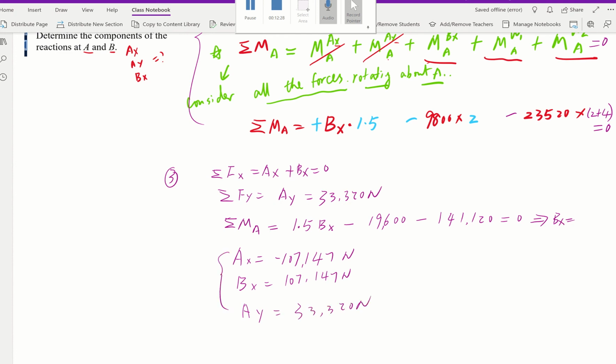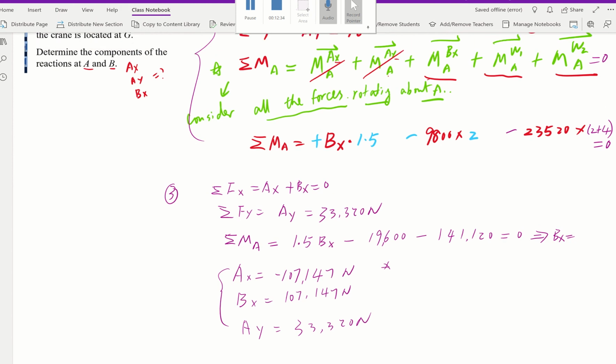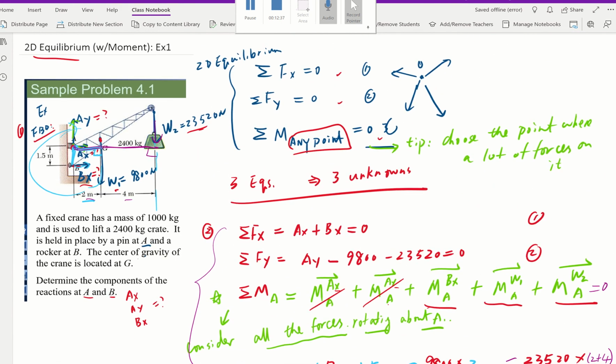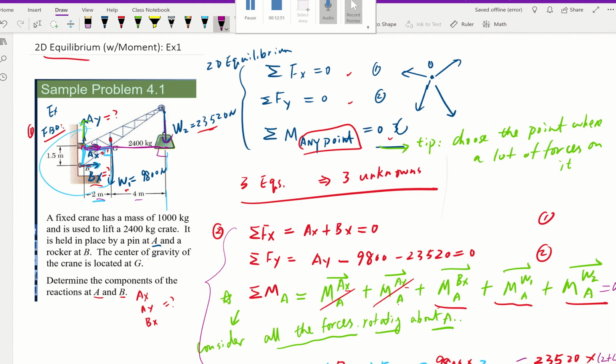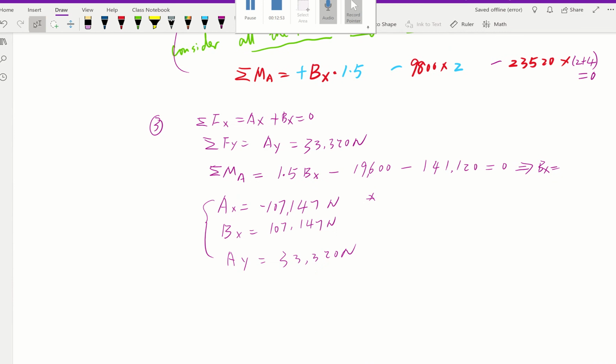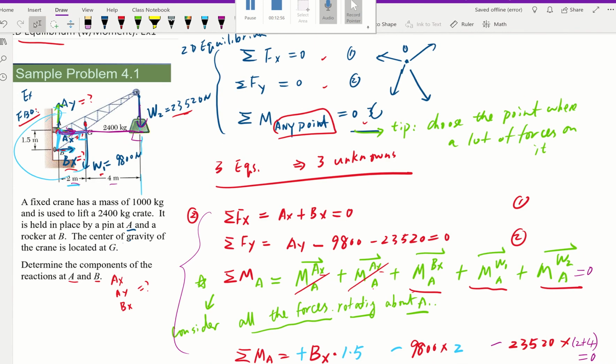All right, so right now you actually finished solving your problem. Make a note again: you get a negative value here. What that means is the true direction of AX is not pointing to the right. It's actually pointing to the left. But we're going to stay with this because our FBD is pointing to the right and our answer gives us negative, which already shows us AX is pointing to the left. So just leave it as it is.